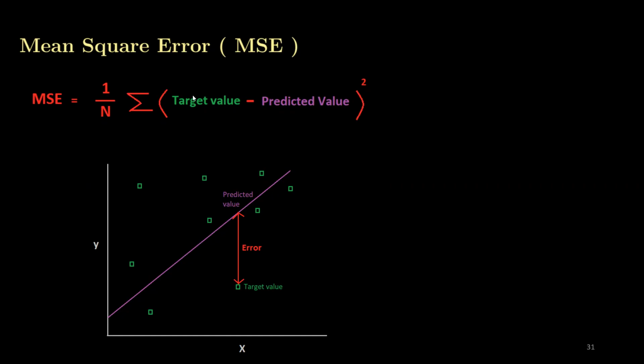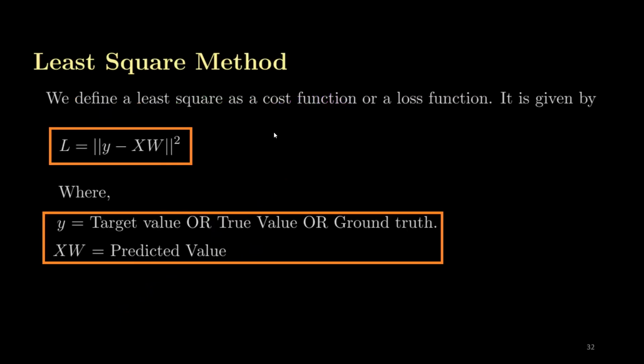So let's see how we can minimize this and how we can adjust the weight and bias of the model in order to get improved performance from the model. So this is the least square method. We define here least square method as a cost function or a loss function, and now we will reduce this loss function. So this is the step of a least square method, where we have set up a least square problem. You can see that it is a difference of y minus xw.